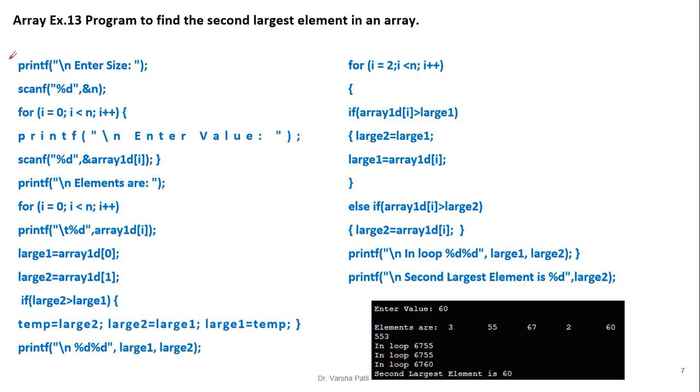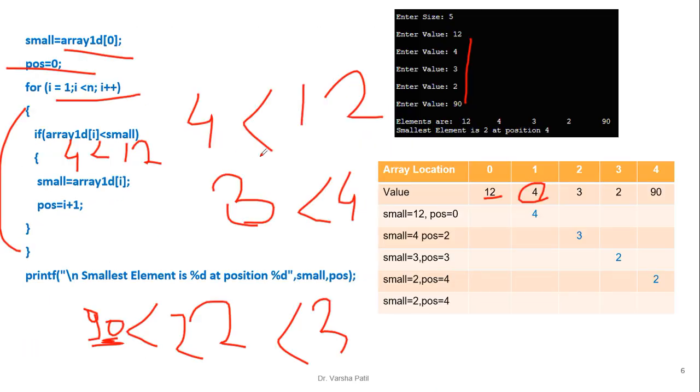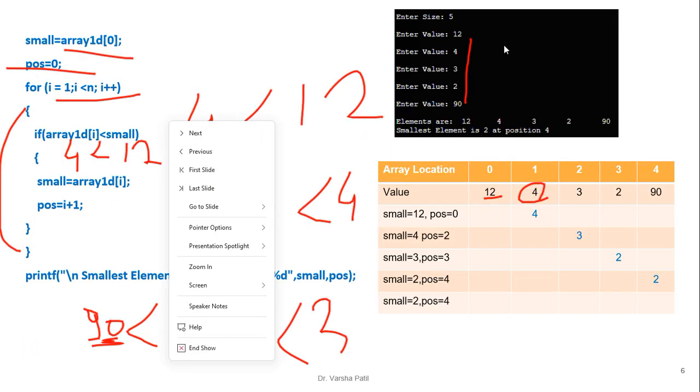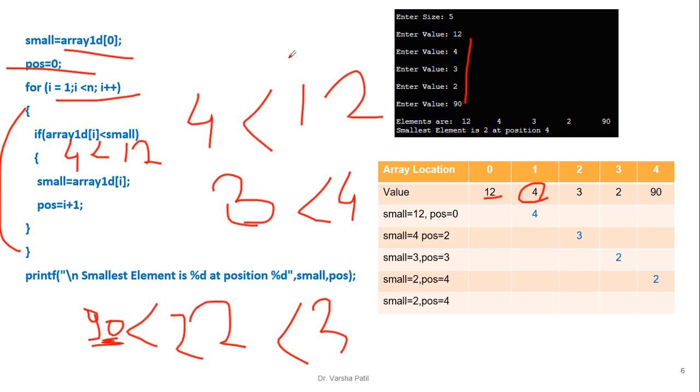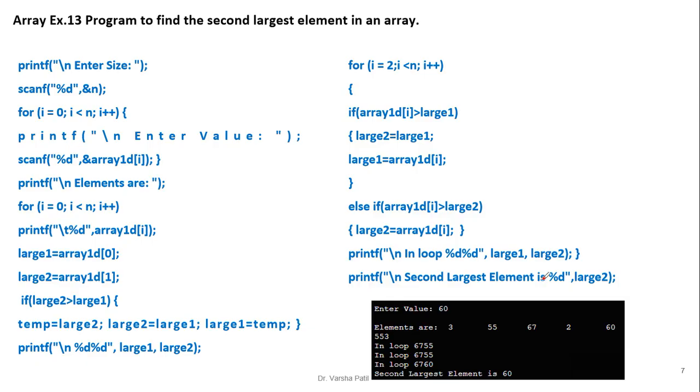Now the next program is to find the second largest element in an array. Now what is the second largest element? For example, if this is 12, 4, 3, 2, 90, then the largest element is 90 and the second largest element is 12. So we require to do the program like this. Now here it is actually 6. Oh, that is by mistake, but it is 6.